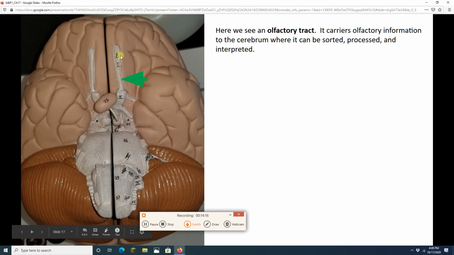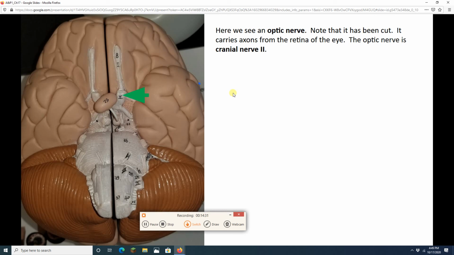Then we got the olfactory tract, which is taking the olfactory information towards the olfactory cortex in the medial temporal lobe, where it can be sorted, processed, interpreted, etc. So that's the olfactory bulb and tract. And then we see one of the optic nerves right here. Notice how the optic nerve has Roman numeral 2 on it because the optic nerve is the second cranial nerve. So there's an optic nerve right there.